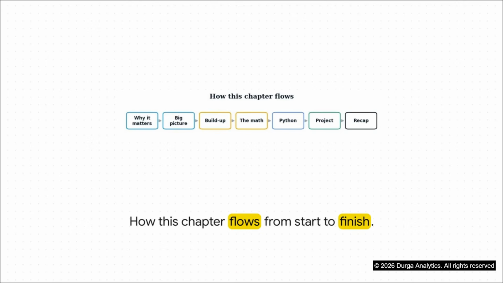As you can see, our sequence builds super logically here. We're not just throwing code or math at you right out of the gate. We start with why it matters and the big picture. From there, we build up the components, trace the information flow, translate that whole thing into Python, connect it to our capstone project, and recap. It's a full pipeline designed to show you exactly where you, the quant, fit into this massive machine.